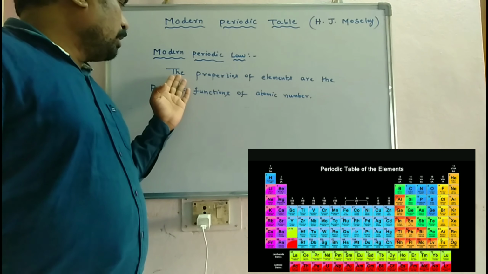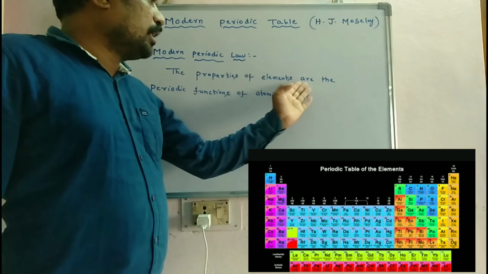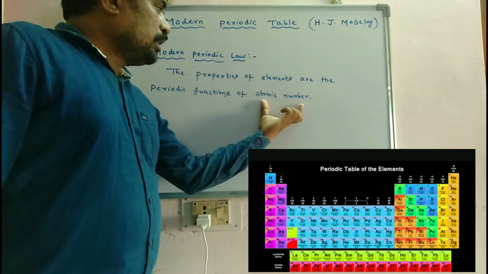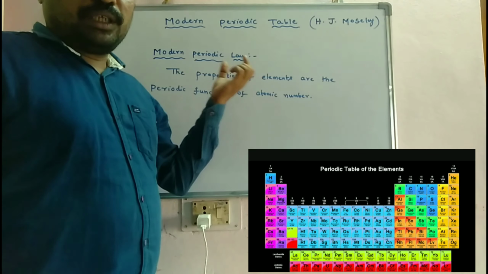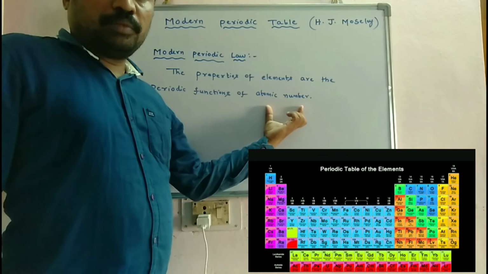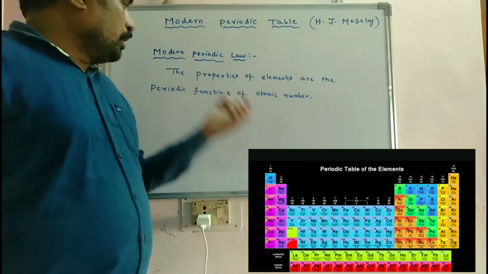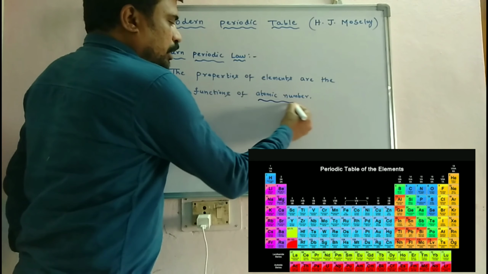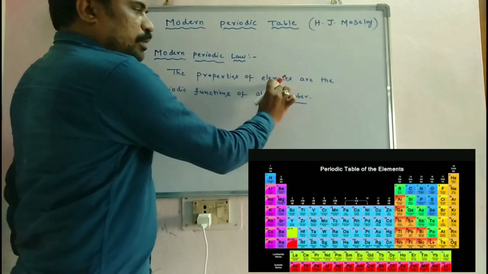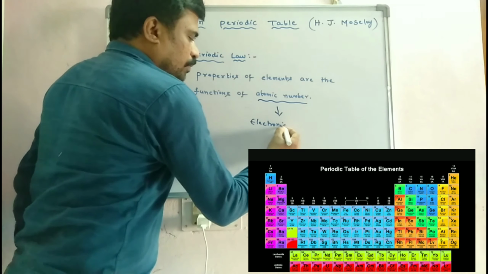The Moseley periodic law states that the periodic functions, that is the properties of the elements, are the periodic functions of the atomic number. So he said that whatever properties, may be physical or chemical properties, they depend upon the atomic number. But later this periodic law has been modified. How was it modified? Instead of atomic number, the modern law says that the properties of the elements are the periodic functions of electronic configuration.